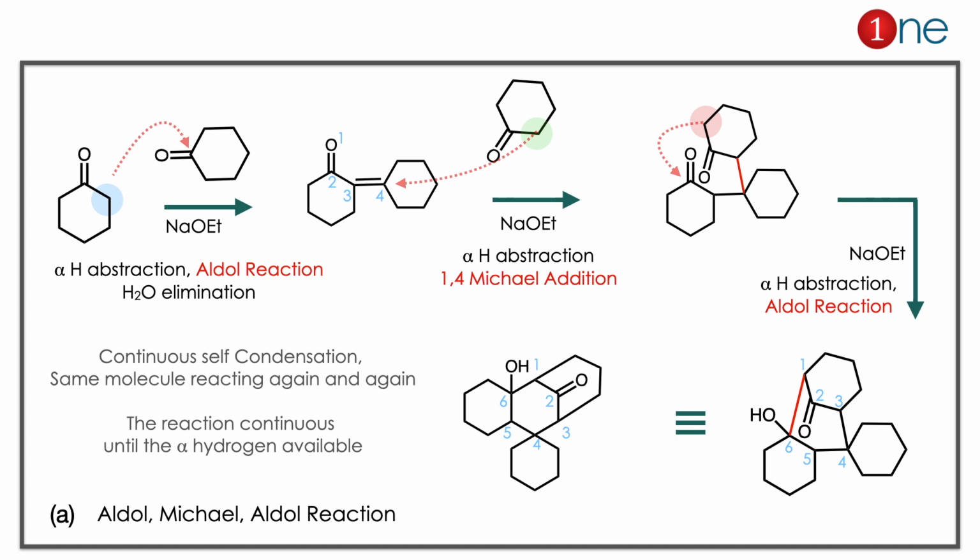Then again there is the possibility of intramolecular aldol condensation. So what really happens is you again abstract the alpha proton, and you have condensation again. If you read that nicely, you have the product. So you have 3 continuous reactions. First one is aldol, second one is Michael, third one is again aldol. So the answer is clearly A.